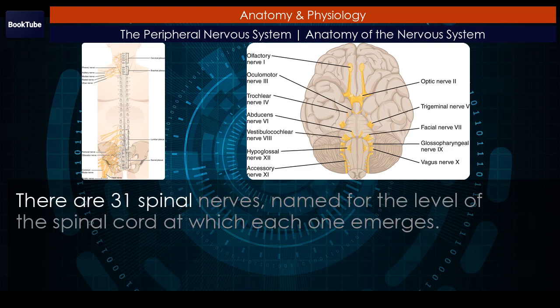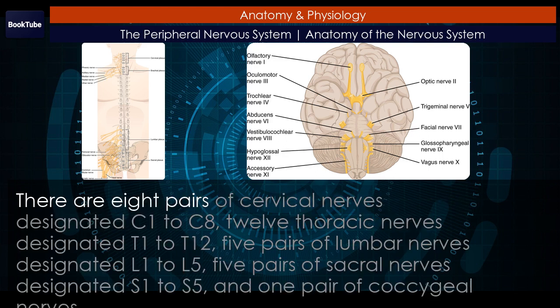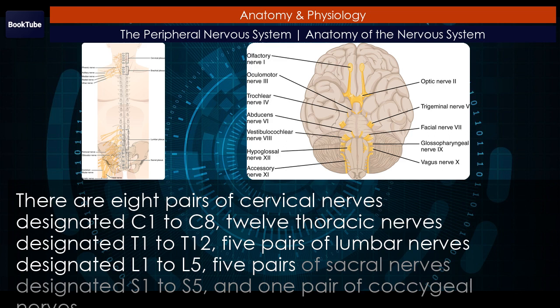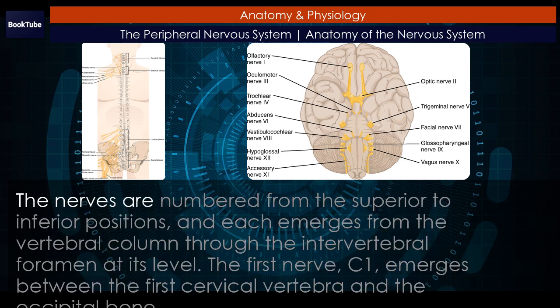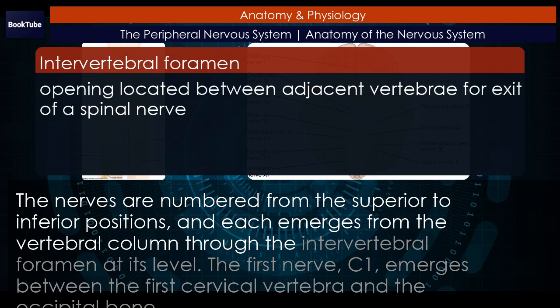There are 31 spinal nerves, named for the level of the spinal cord at which each one emerges. There are 8 pairs of cervical nerves designated C1 to C8, 12 thoracic nerves designated T1 to T12, 5 pairs of lumbar nerves designated L1 to L5, 5 pairs of sacral nerves designated S1 to S5, and 1 pair of coccygeal nerves. The nerves are numbered from the superior to inferior positions, and each emerges from the vertebral column through the intervertebral foramen at its level.